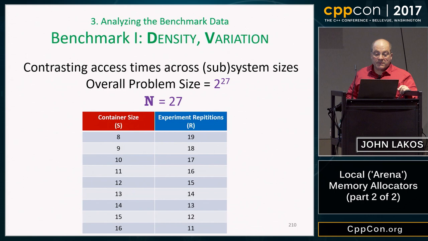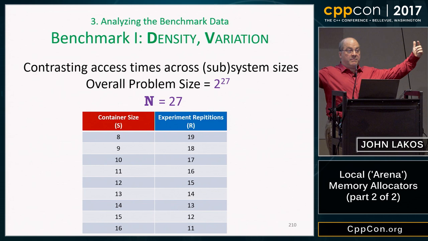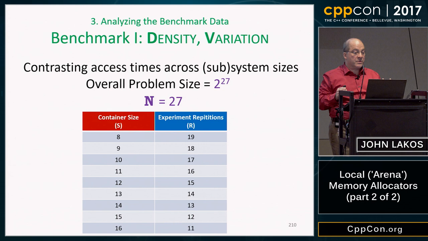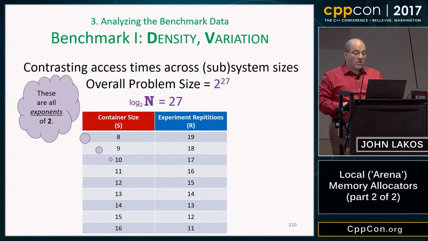Okay. So container size, and remember, these are comparing the same data structure. So what we're trading off is the container size and experiment repetitions. So we're not comparing vector of int with vector of string. That's not important. What's important is vector of int with vector of int in a different ratio, in a different size. We're looking at how the size of the container is affected with and without allocators, or with the different allocation strategies, if you will. So when I say n equals 27, I mean log of n equals 27. And these are all exponents. So each result is an absolute runtime in seconds.